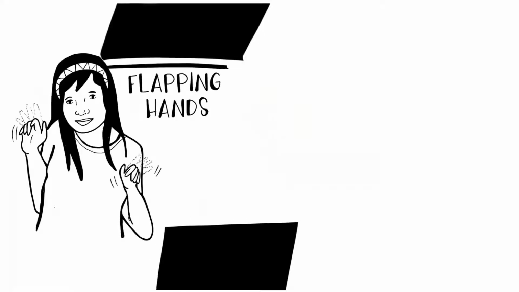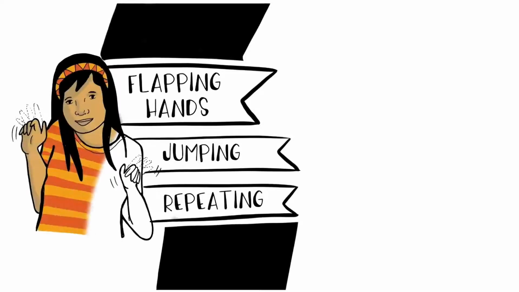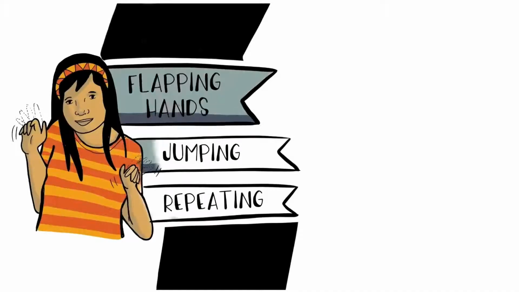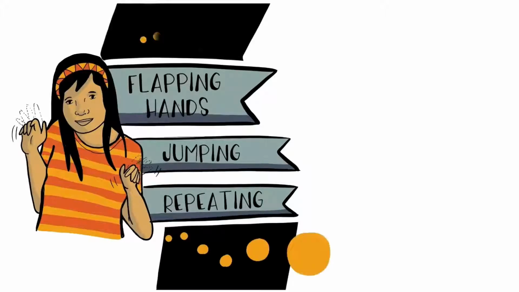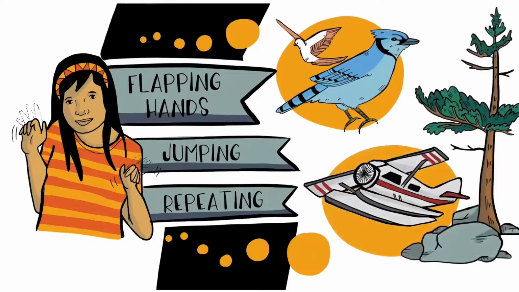Many children with autism have repetitive behaviors, like flapping their hands, jumping, or repeating the same word or sounds. It can feel good and be calming, but sometimes it's not. Others may have specific interests and know everything about birds or planes or trees.